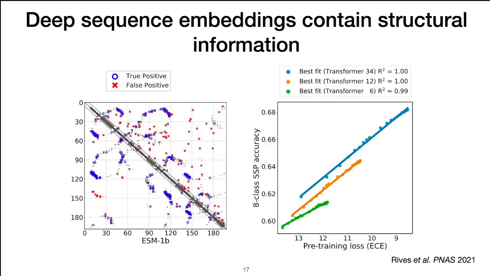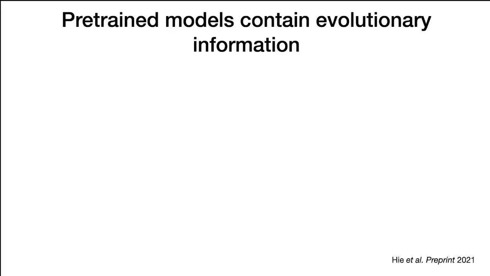And it turns out that the better the pre-training loss, the better the masked language model pre-training result, the better your ability to predict secondary structure and context. These models also contain evolutionary information.